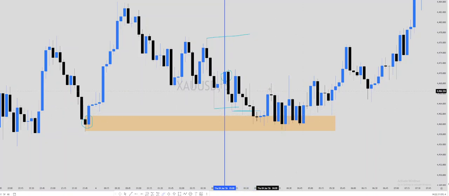Then we can look for the confirmation in this zone at lower time frame like 1 minute. Then we can buy from this point or this point, targeting the buy side liquidity at this point. You can see price has hit our target at this point.